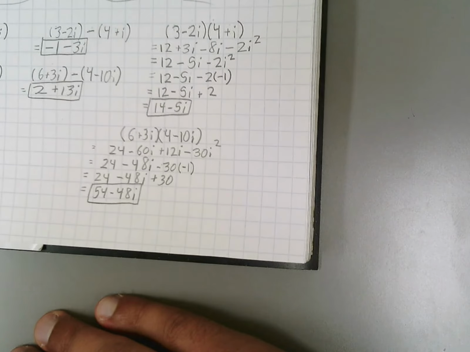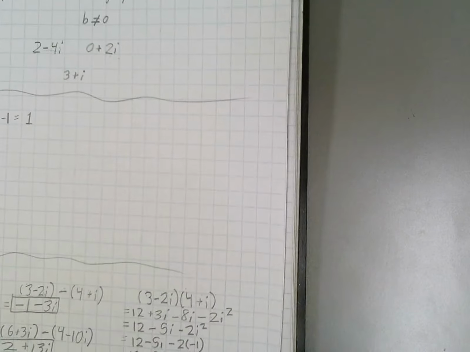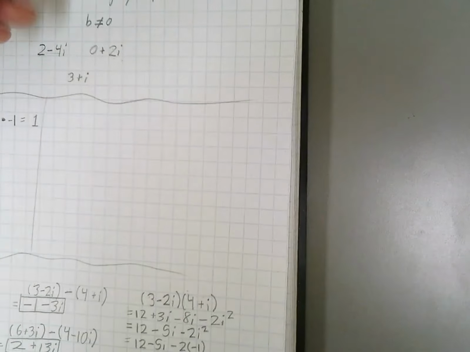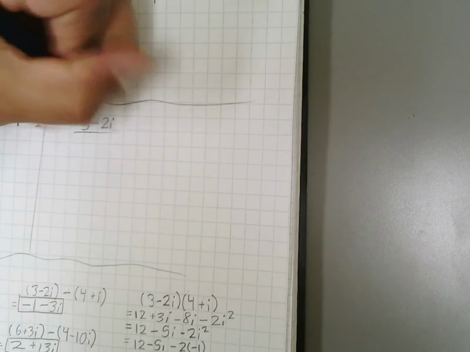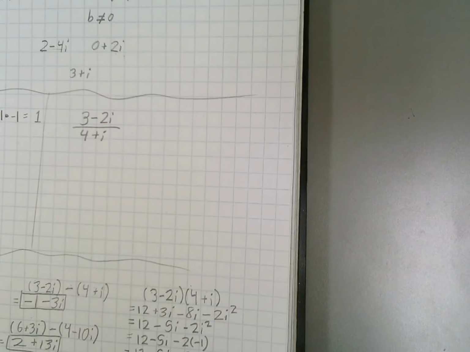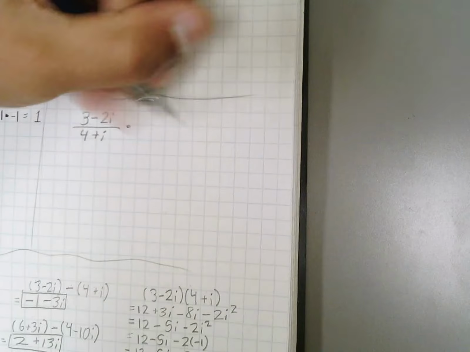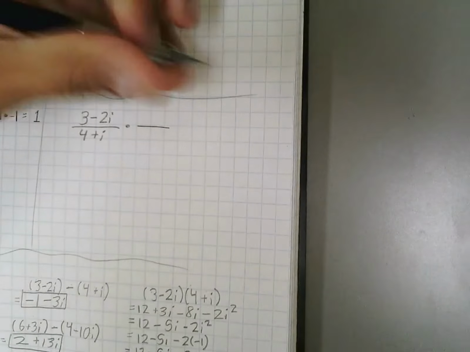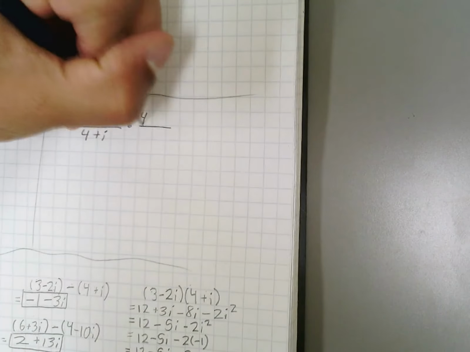All right, last step, let's divide. Let's learn how to divide two complex numbers. Okay, let's divide. So say I have 3 minus 2i divided by 4 plus i. Now this is very similar to rationalizing a denominator. In order to divide two complex numbers, we multiply by the conjugate of the second. The conjugate of 4 plus i is 4 minus i.